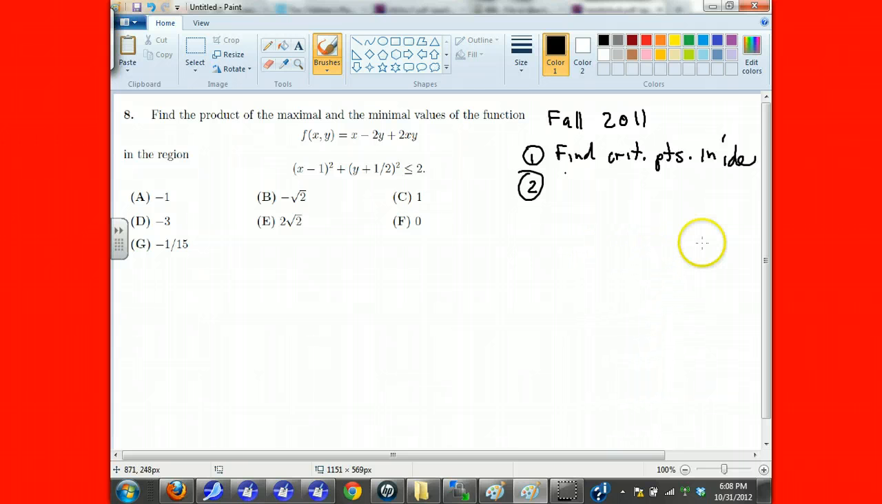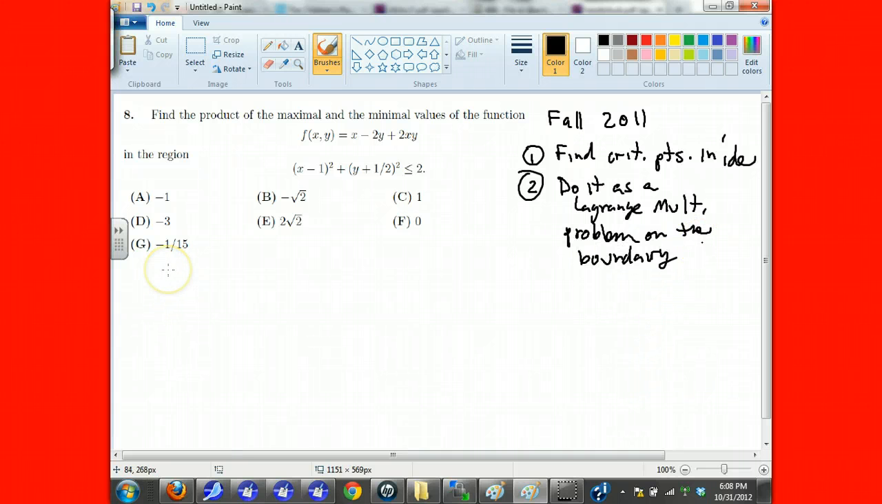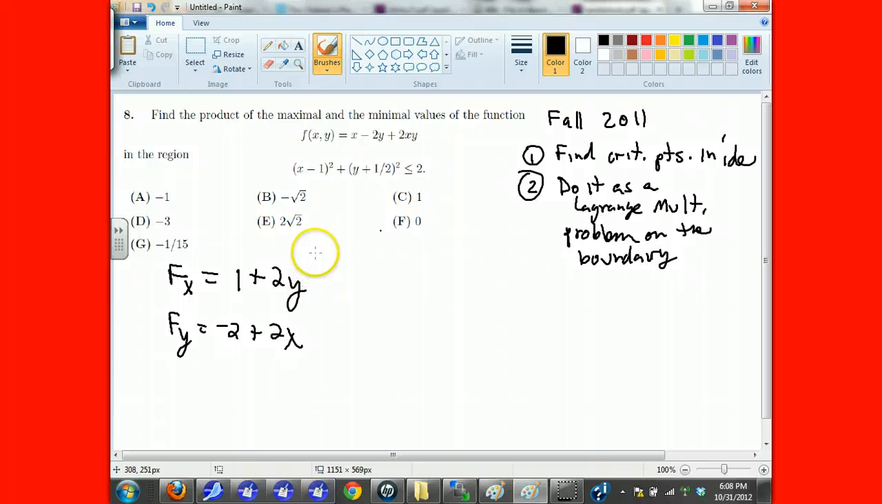So take your x partial, take your y partial. Your x partial is 1 plus 2y. Your y partial is negative 2 plus 2x. They both have to be equal to 0 at the same time. So you set them both equal to 0, and what you end up getting, I believe, is the center of that circle. The x value is 1, and the y value is negative a half. So x is positive 1 and y is negative a half.